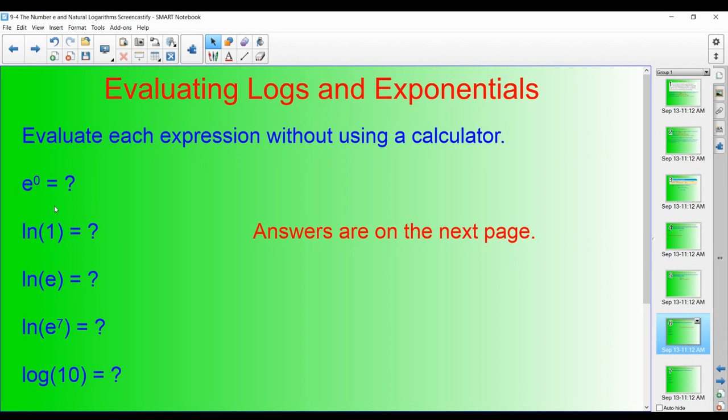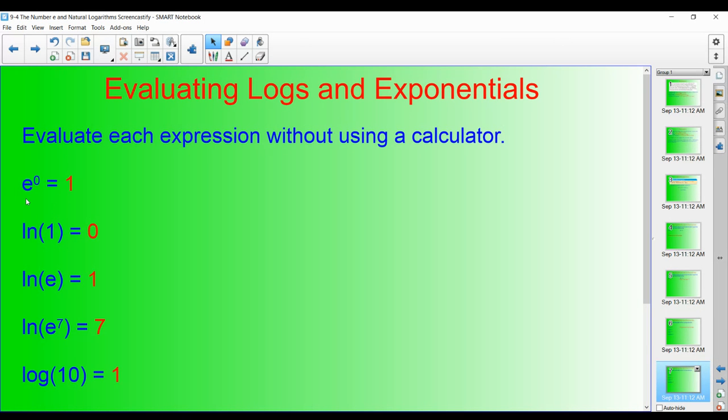So the first one we have to look at is e to the 0. Anything to the 0 power is 1. E is a number. It's just irrational. It's 2.718. Now we have the natural log of 1. Just like the log of 1, it should be 0 because we have e to a certain power gets us 1. E to the 0 power gets us 1, so this answer is 0.